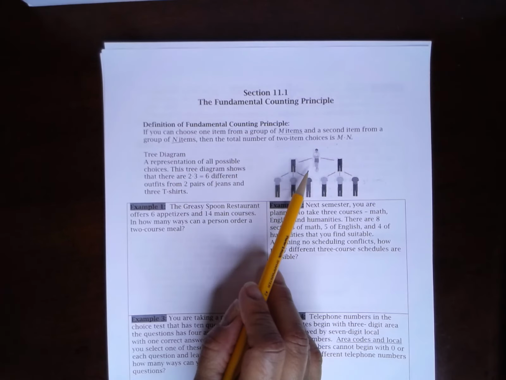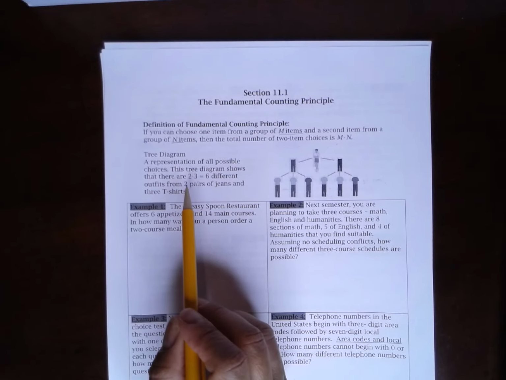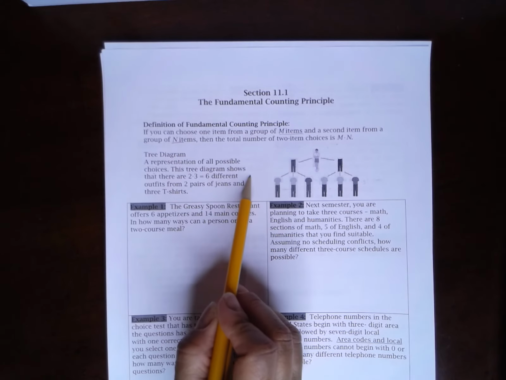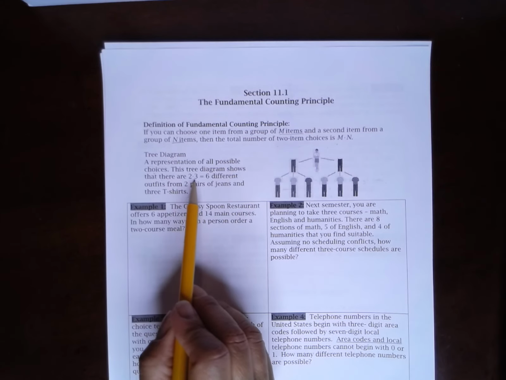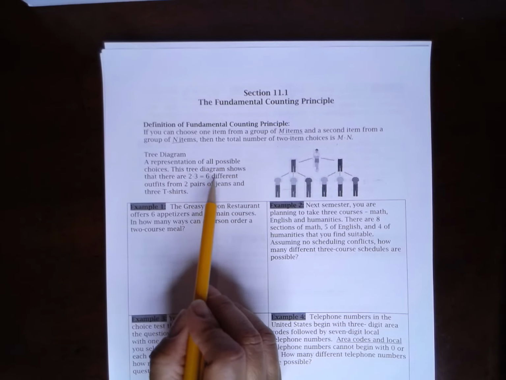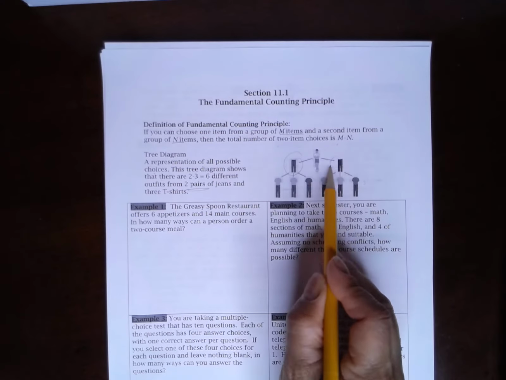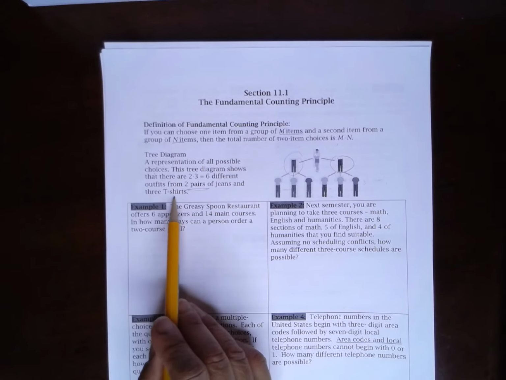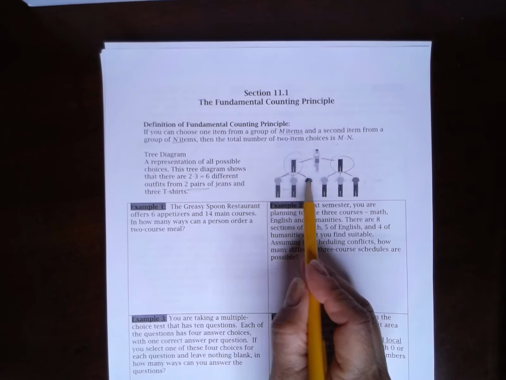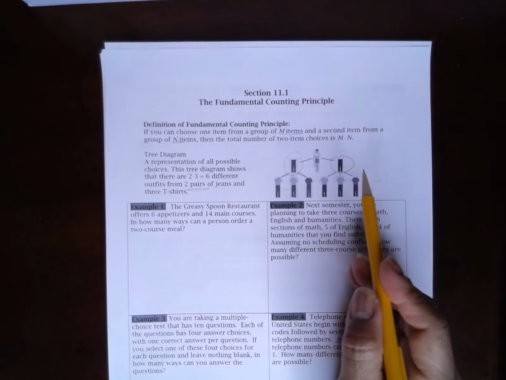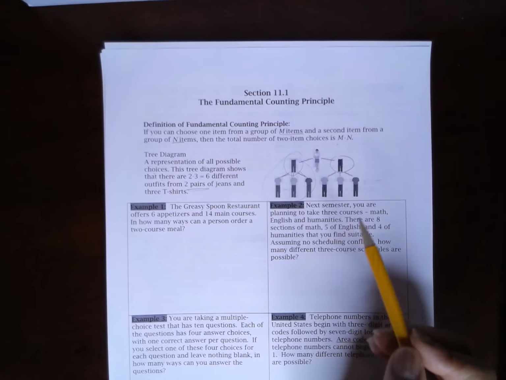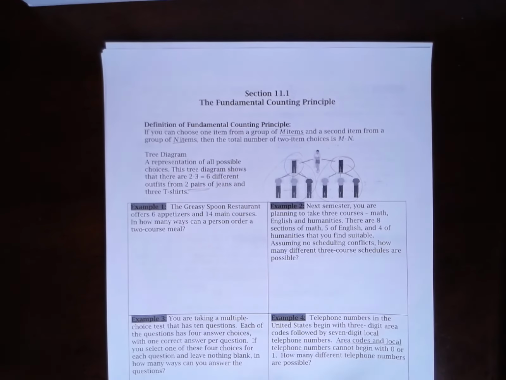A tree diagram is a representation of all possible choices. This tree diagram shows that there are 2 times 3 equals 6 different outfits from 2 pairs of jeans and 3 t-shirts. So for each pair of jeans, you can wear 3 different t-shirts. So you have 3 choices for this pair of jeans and then 3 choices for the other pair of jeans. So the tree diagram shows how many choices you have. So let's look at example 1.